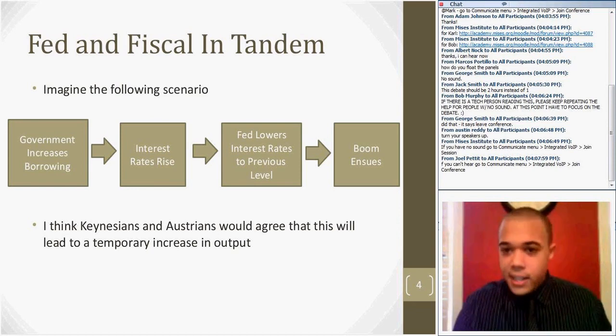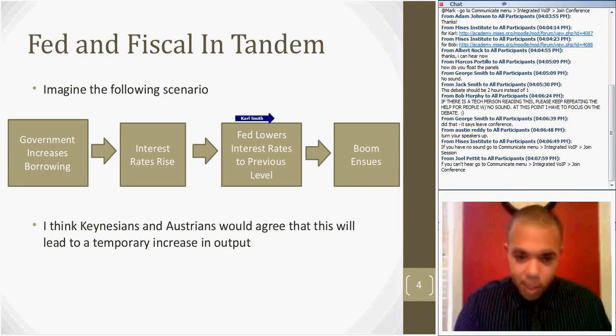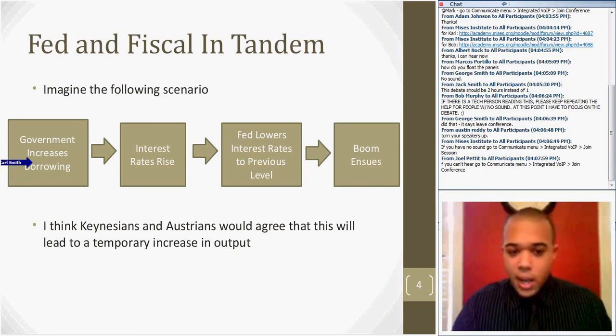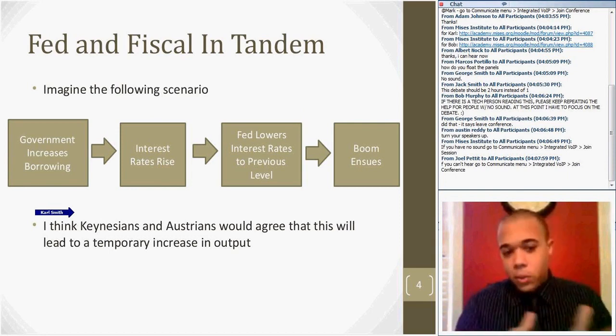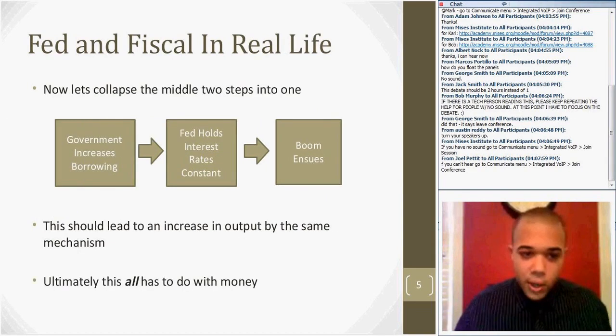And I think that Keynesians and Austrians might agree on this scenario. Maybe I'm wrong on that, but I think they would. So what I think people would focus on is saying, well, the boost in the economy comes in these two parts right here. The Fed lowers interest rates, and then a boom ensues. Why is this point over here even important? Why is government borrowing even important? And so I'll sort of build up to that. But first, we imagine the scenario where government increases borrowing, interest rates rise, Fed lowers interest rates again, and then we have a temporary boom.